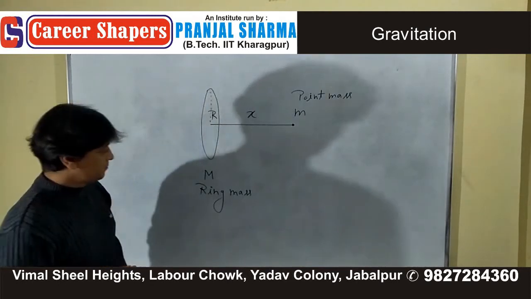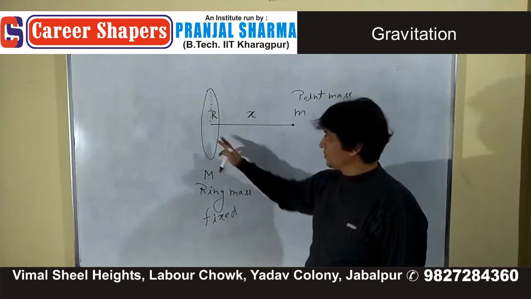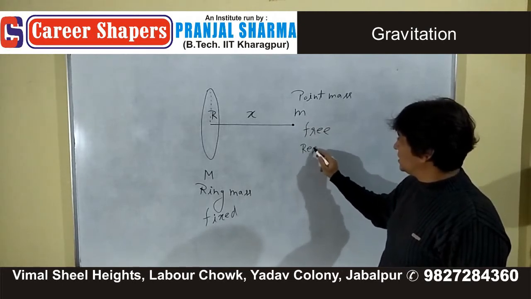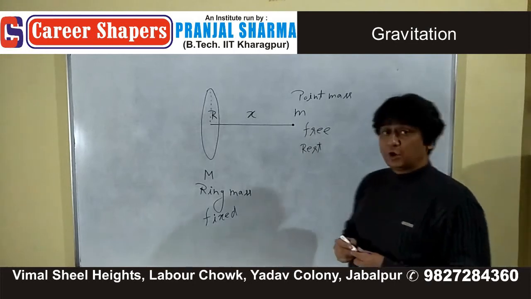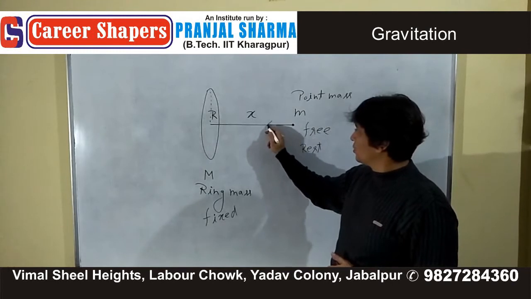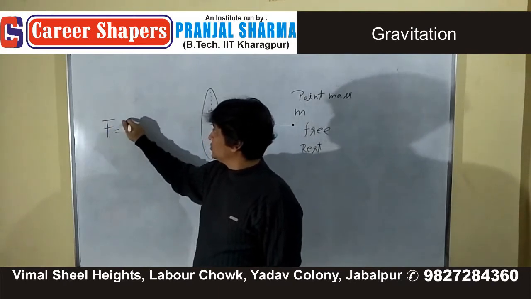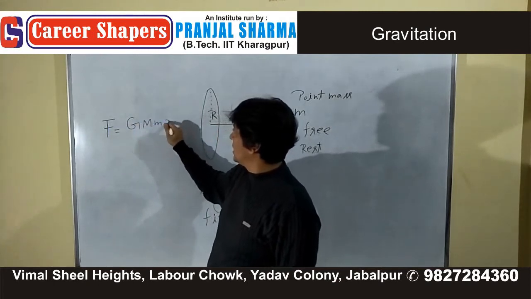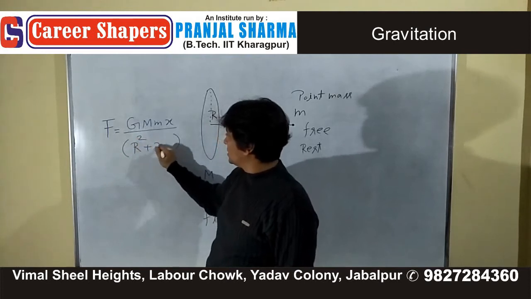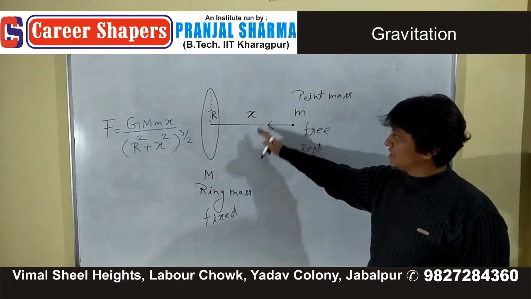Now, the question is that this ring mass is fixed. It cannot move. It's a fixed ring. And this m is free to move and initially is at rest. Now we know that this ring is going to attract this m towards itself with a force of F, and I hope you remember the force. This force was coming G M m x divided by r square plus x square to the power 3 by 2. That was the force which acted on this m at a distance of x from the center.